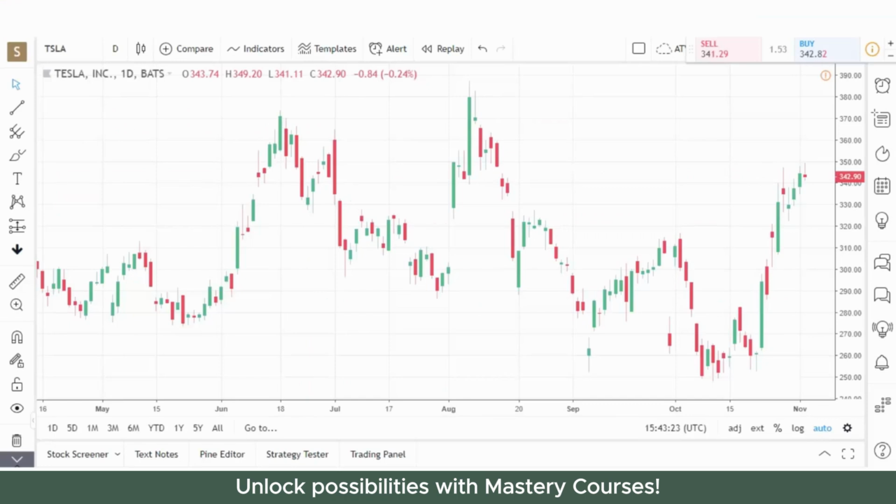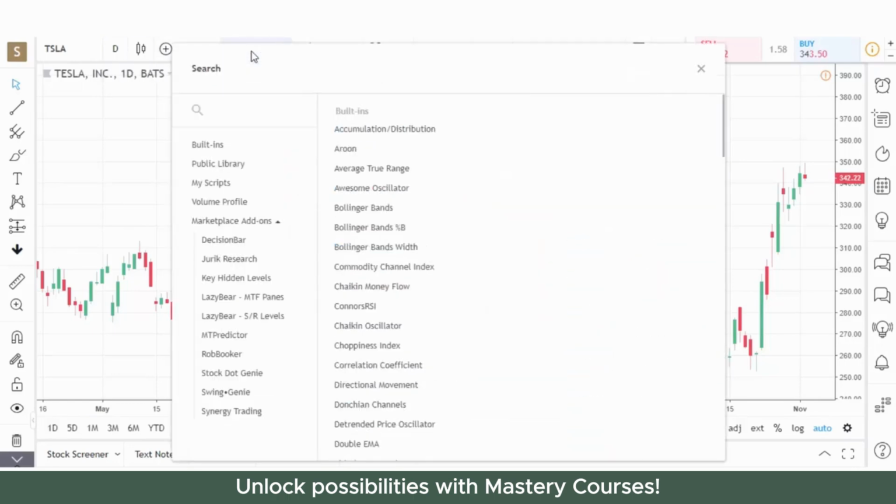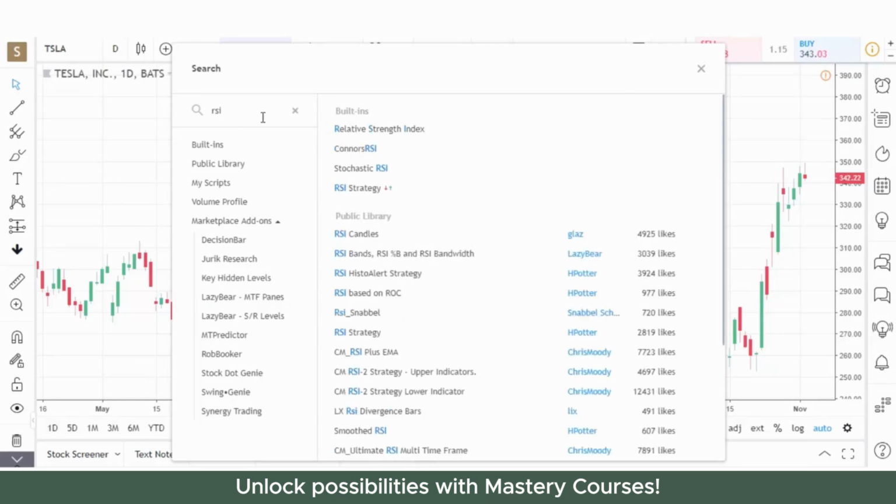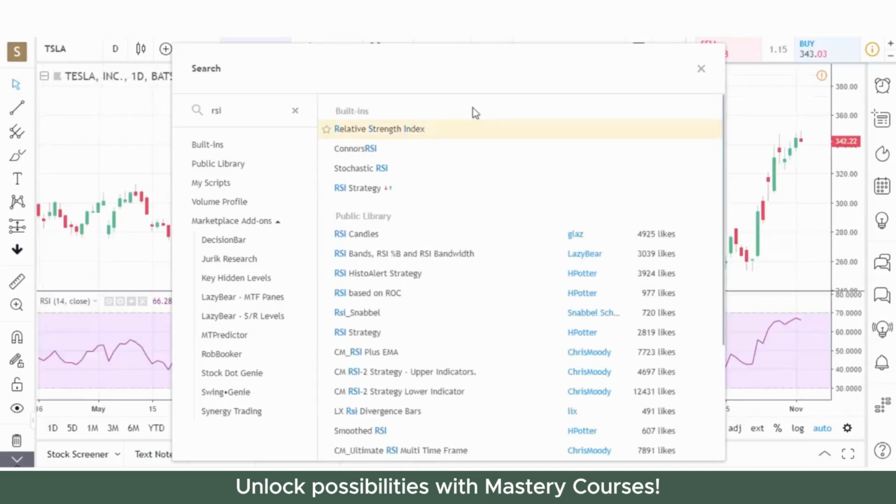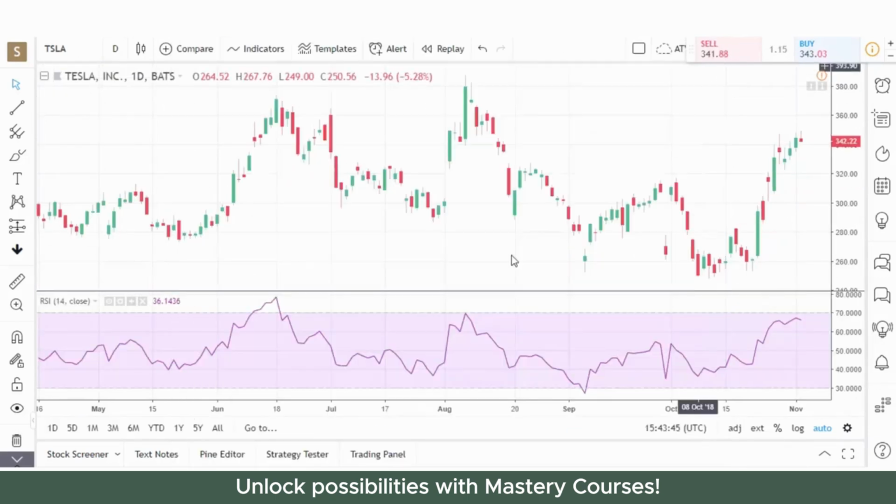Let's use a chart of Tesla to look at the relative strength index. So here we have Tesla, TSLA, which is typed in the upper left portion of our TradingView screen. We're looking at a daily chart, and we're going to go to indicators and type in RSI. We see the relative strength index. It places the relative strength index at the bottom of the screen.